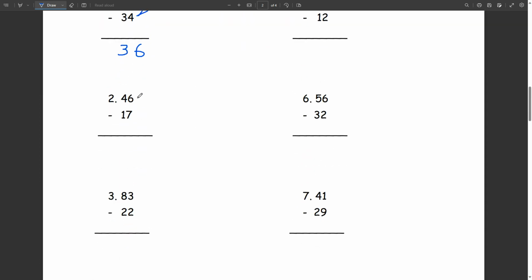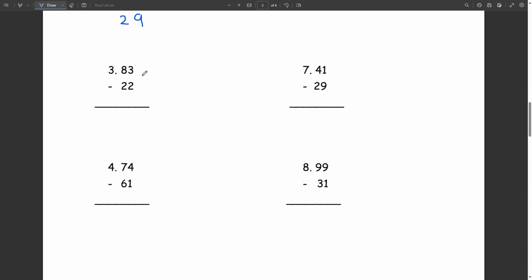So number 2, 47 minus 17. 6 cannot go into 7. So we need to take away a 1 from this 4. Turns it to a 3. Add 10 to the 6, sorry. So 10 plus 6 equals 16. And now 16 minus 7. Now 16 minus 7 is 9. So now it's 3 minus 1, which equals 2. Number 3, 3 minus 2 equals 1. And then 8 minus 2 equals 6. So we get our answer 61.